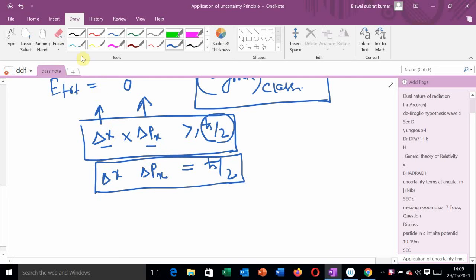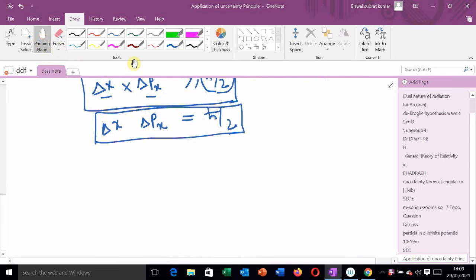Now you see, if I take delta x as 0, that means your measurement is perfect and exact. Delta x means the difference between your measured value and the exact value.